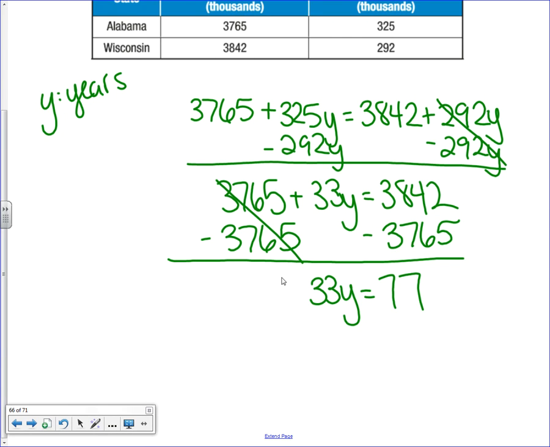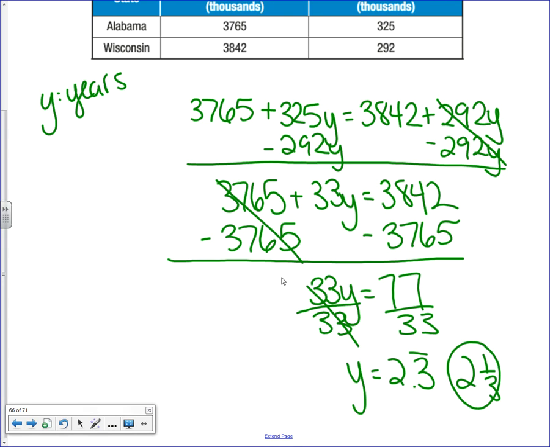I'm over to Luke. Y is 2.3 repeating. Turn that into a fraction, please. 2 1/3. Is it okay to have a third of a year? Yeah, it is. Guys, how long is a third of a year? There's 12 months in a year. What's a third of 12 months? What's a third of 12 months?